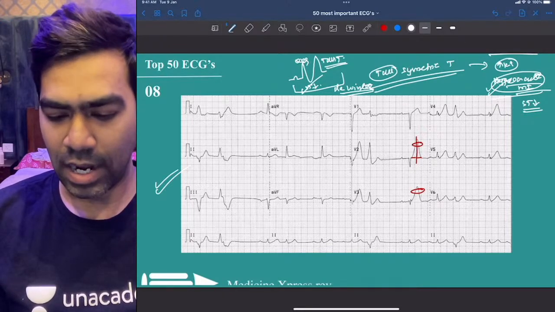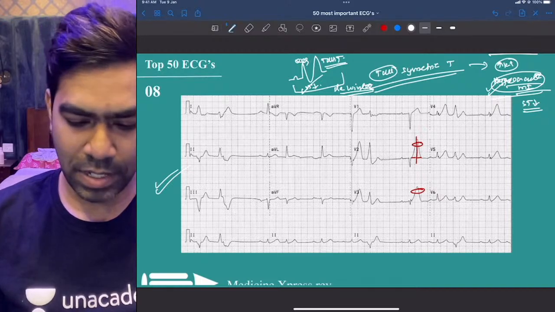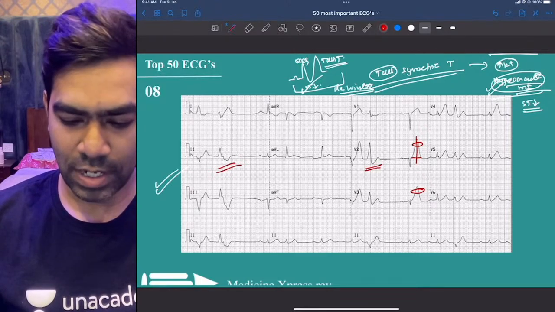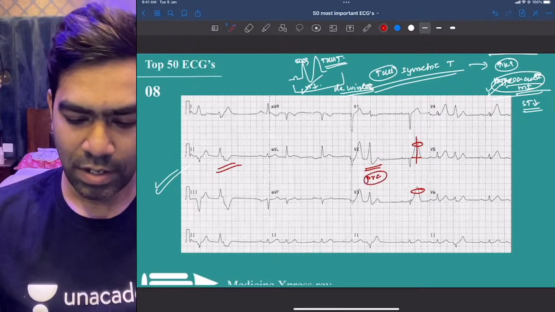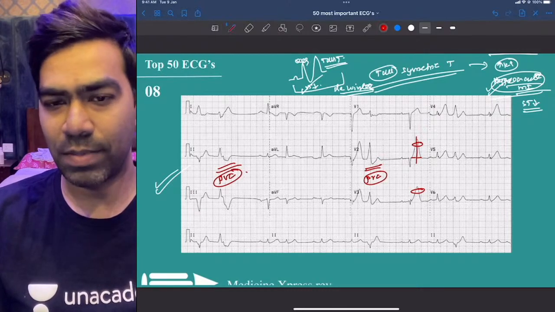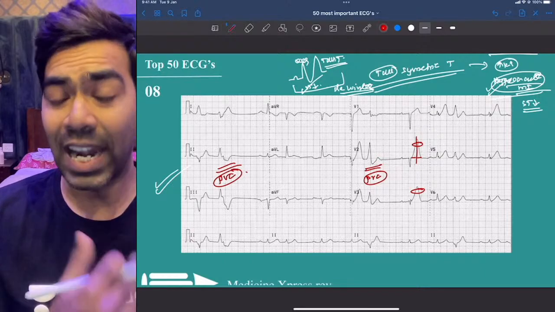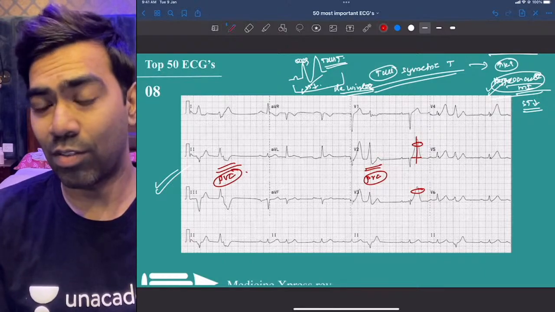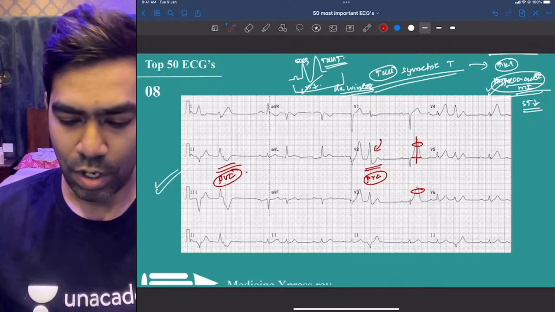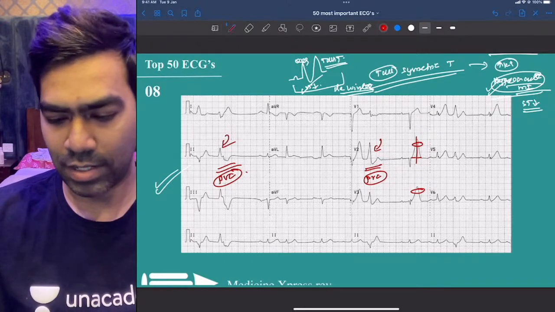hyperacute MI, and that is evidenced by the fact that this patient is having plenty of premature ventricular contractions as well. As you can see here, this patient is having frequent runs of PVCs. So why do you get frequent runs of PVCs? That is because in ischemic heart disease, during any ischemia to the heart, there will be a kind of ventricular myocardial irritation because of ischemia, and that is going to produce a lot of premature ventricular contractions like this.